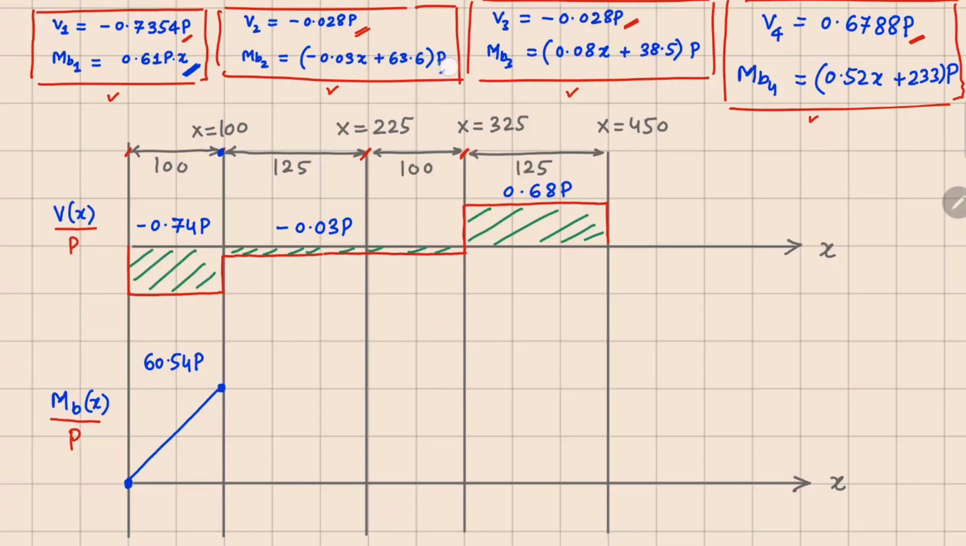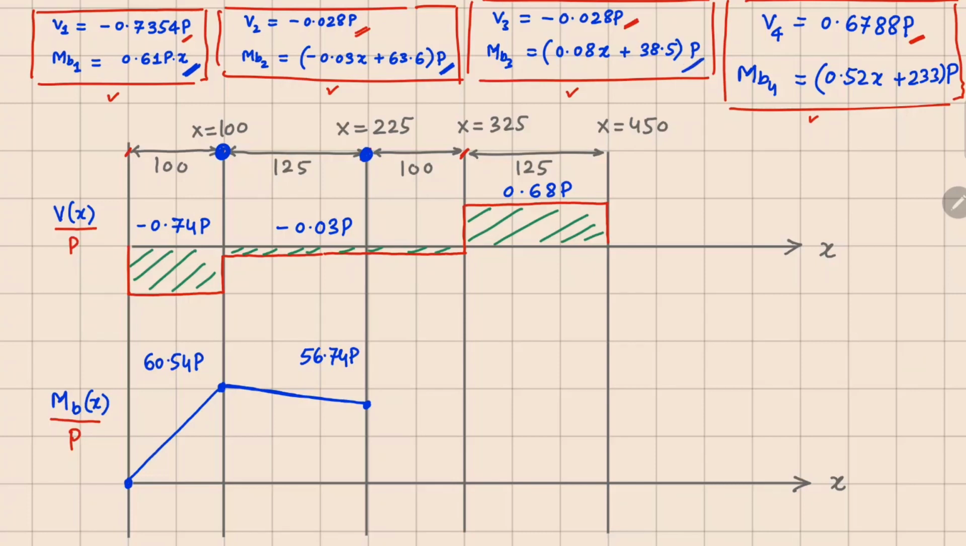Now in the second segment, we have to plot this line. Now this can be evaluated at x equals 100 here and x equals 225 there. At x equals 100, we match the same exact value, but at x equals 225, we get a slightly lower value, which is 56.74. So we get this value right here, which is 56.74p. So I can connect these two with a straight line. So this is how we get your second segment.